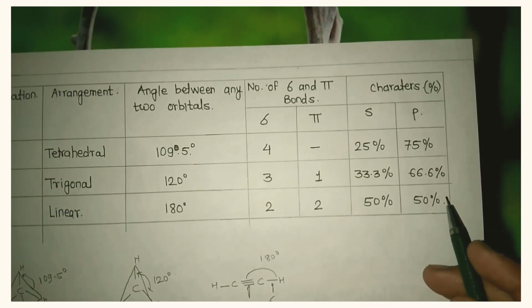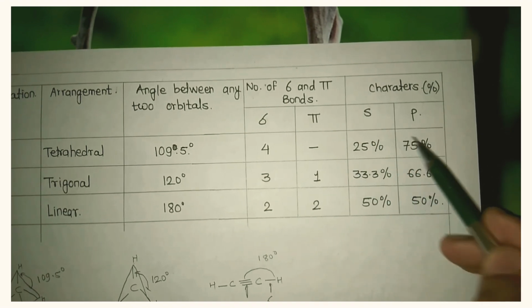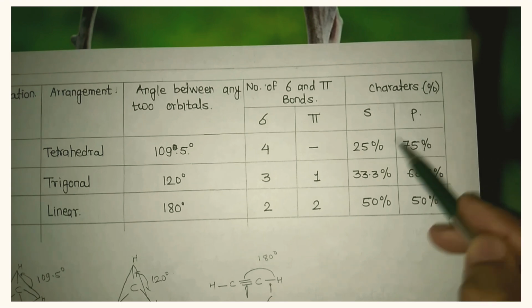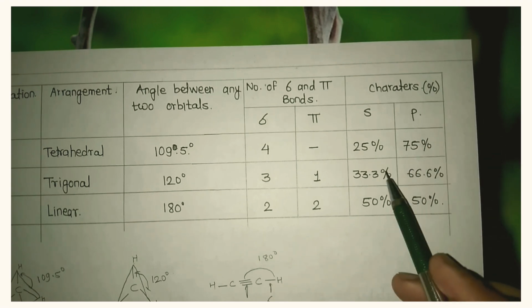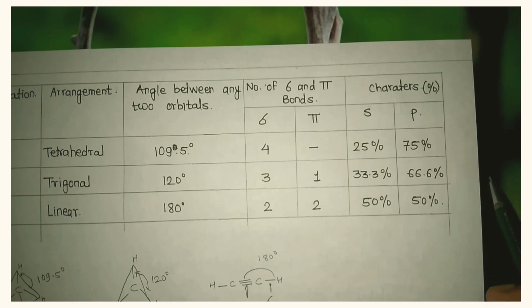Characters are decided on this basis, meaning the involvement of those orbitals. In sp3, the s has 25% involvement and p has 75%. In sp2, 33 and 66.6 respectively, and sp 50-50.